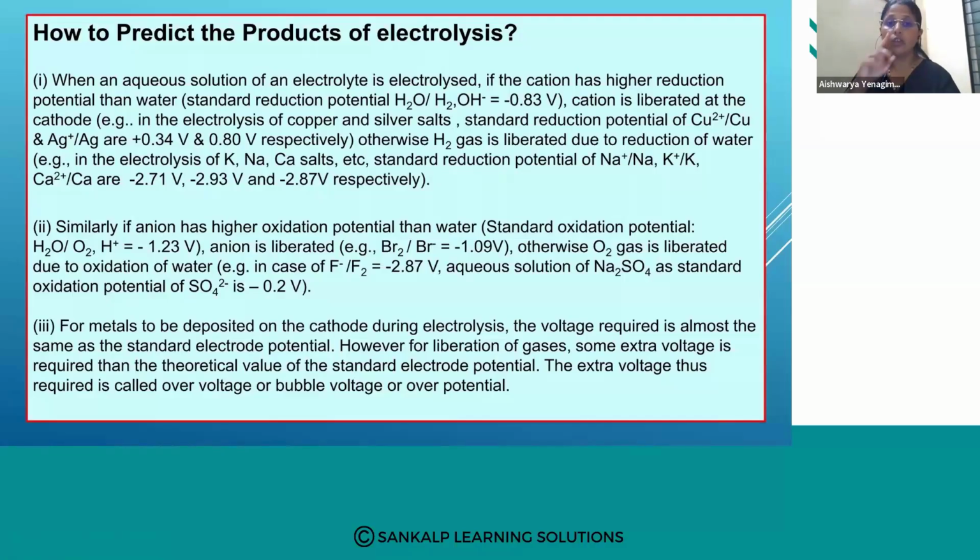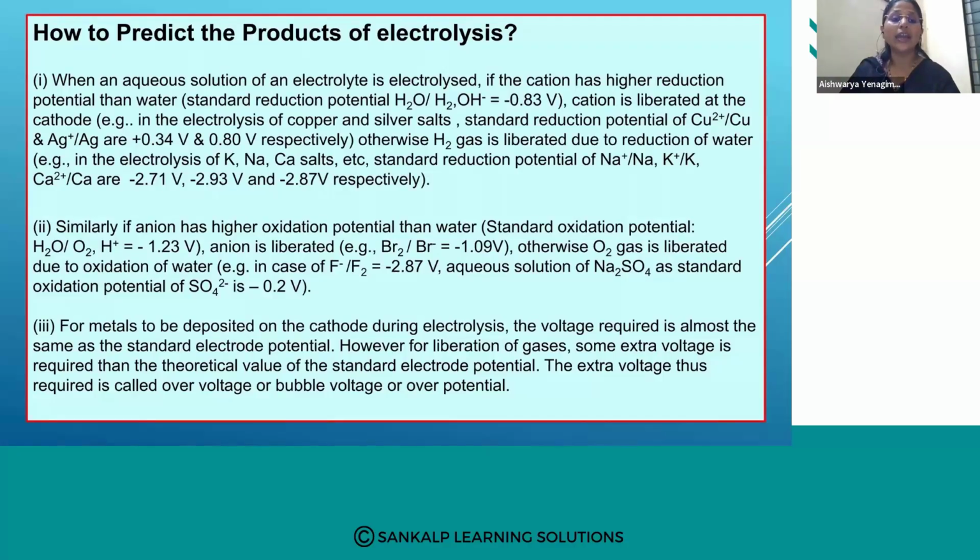The second factor on which it depends is the type of the electrode being used. Electrodes can be inert, non-reactive electrodes which do not participate in the reaction, like the platinum electrode which we have used. There might also be reactive electrodes, which themselves react depending on my electrolyte. So depending on whether my electrode is inert or reactive, the products of the electrolysis also depend.